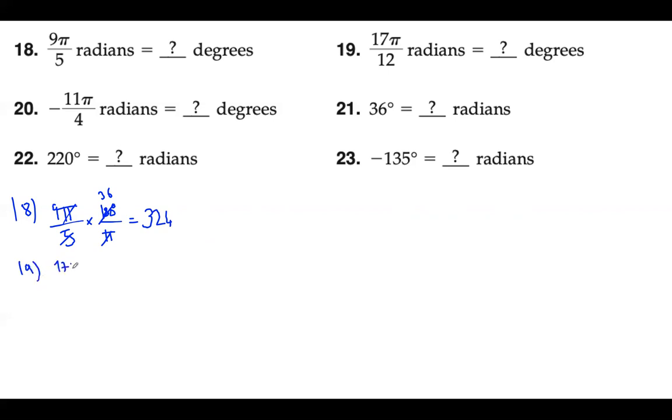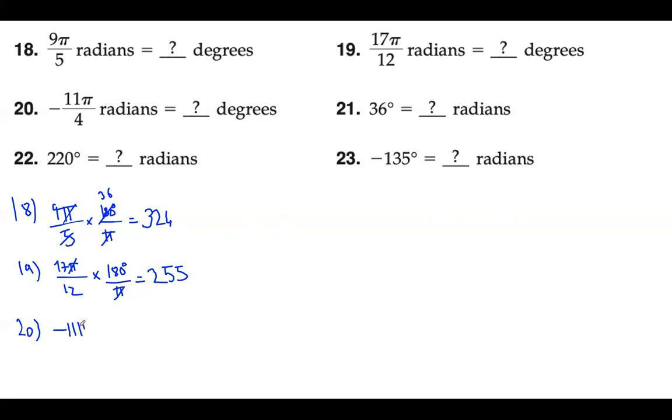The next question, number 19. This time, we have 17 pi over 12 times, again, 180 over pi. So pi cancels. The other things I will calculate in the calculator. 17 times 180 divided by 12, which is equal to 255. Question 19 is done.